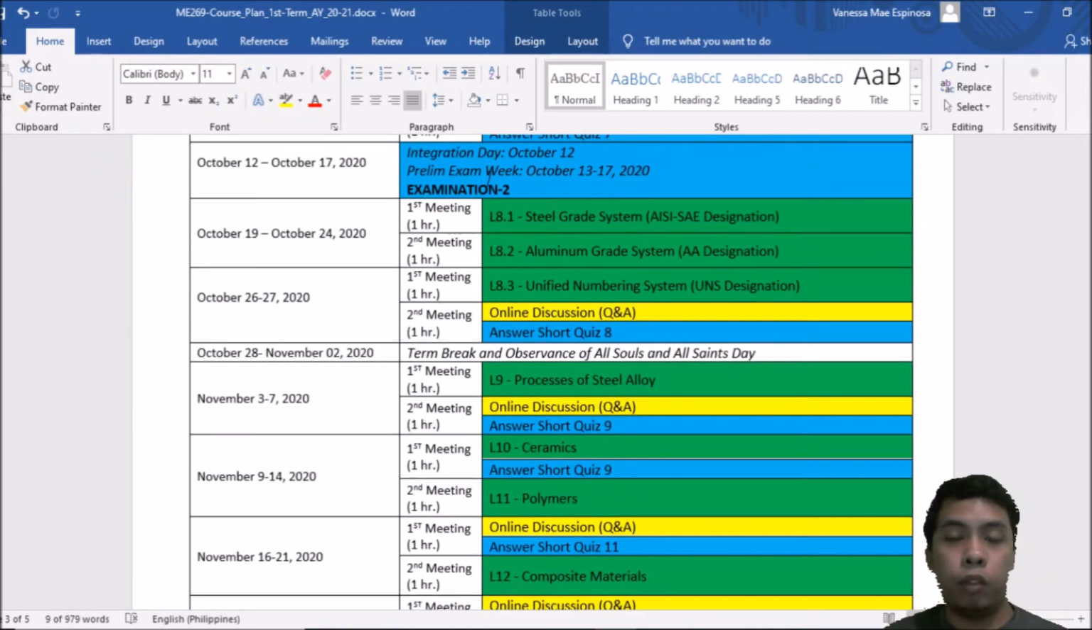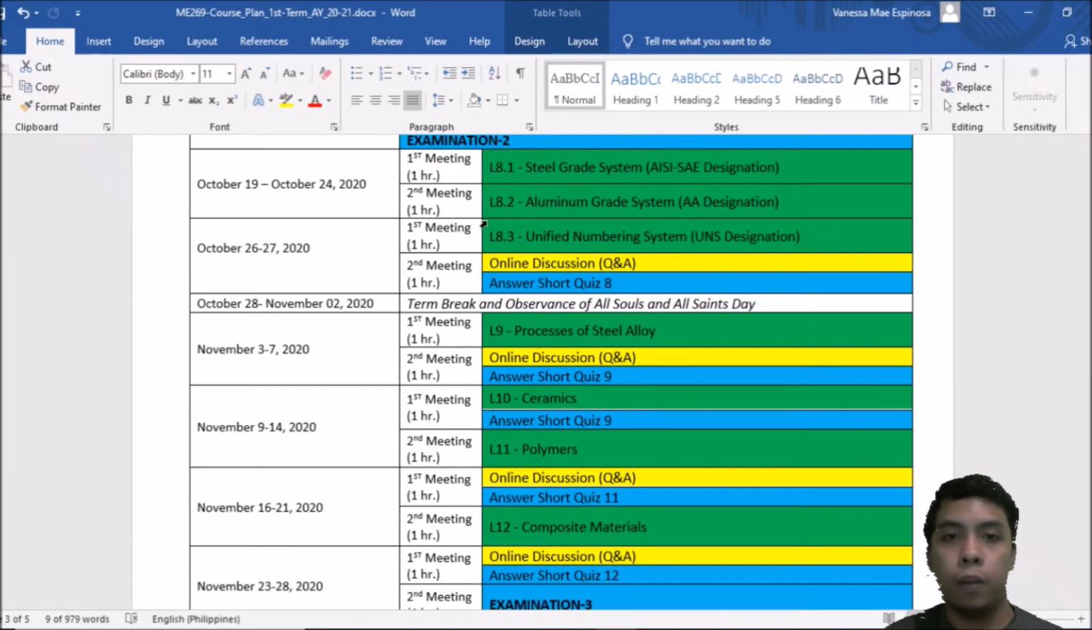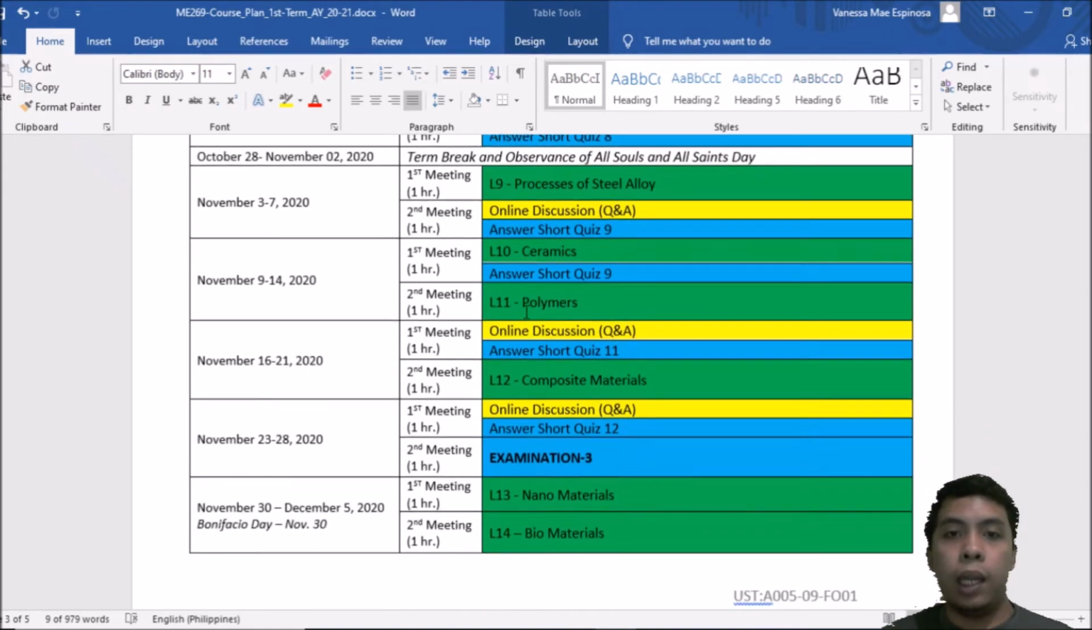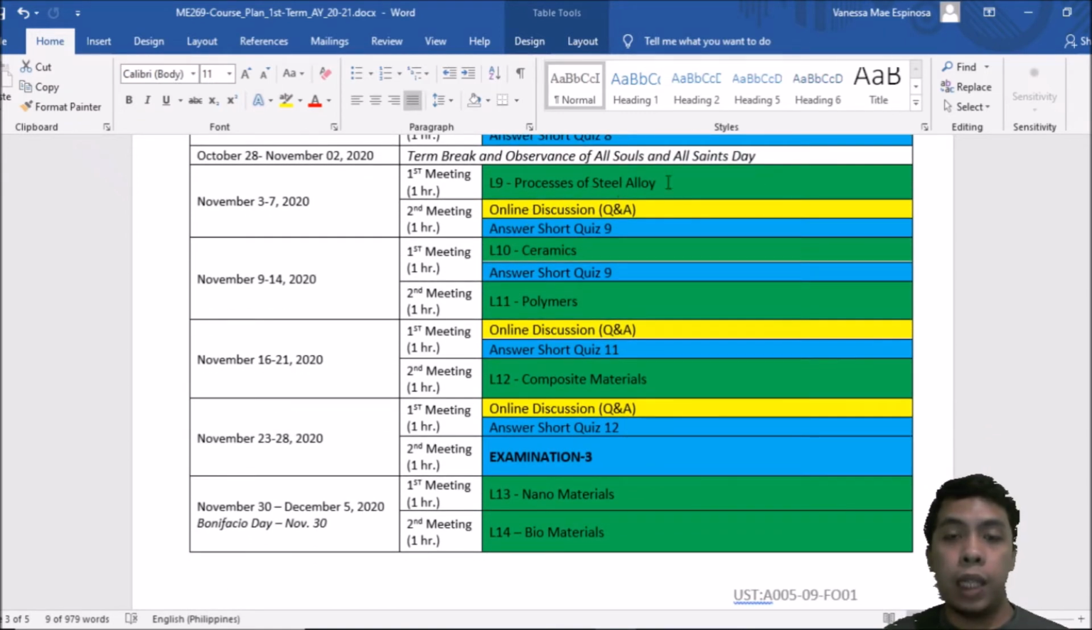So, prelims, ito yung first schedule, no? Tentative schedule natin. In lesson 8, all about steel grade systems natin or steel grade numbering system. So we have AISI SAE designation, Aluminum Association designation, and Unified Numbering System designation. L9 natin will be processes of steel alloys. Lahat ng processes na related sa metal forming, andyan yan.